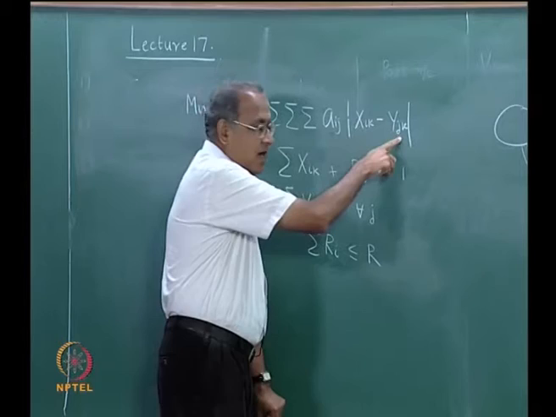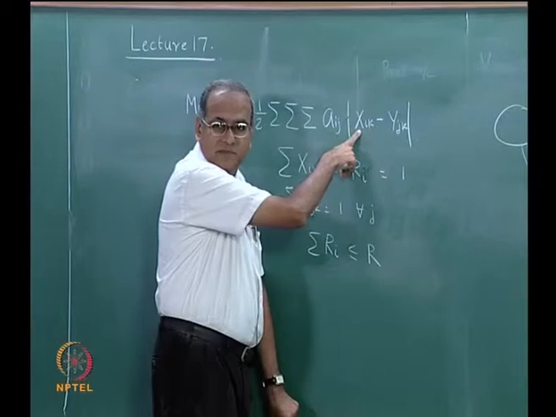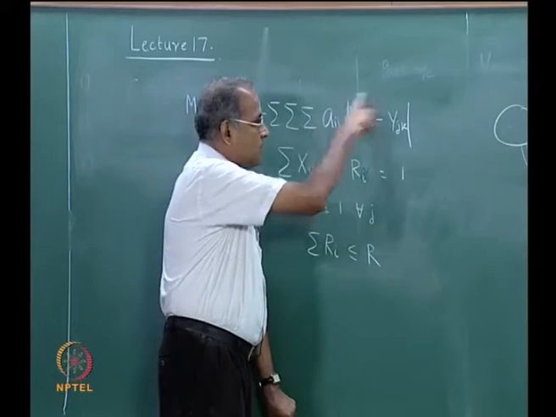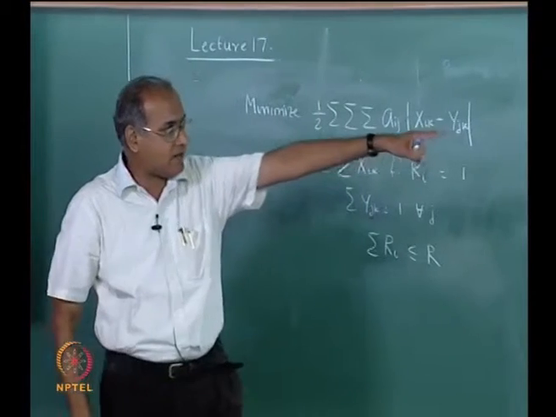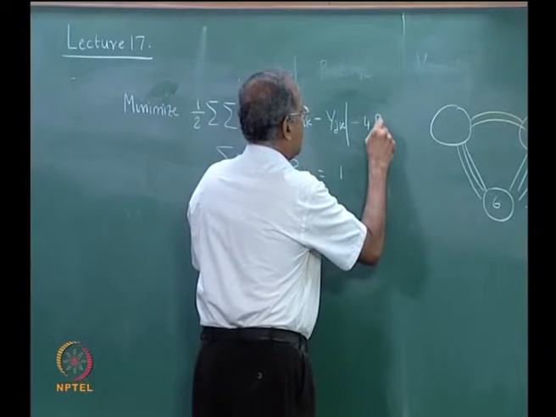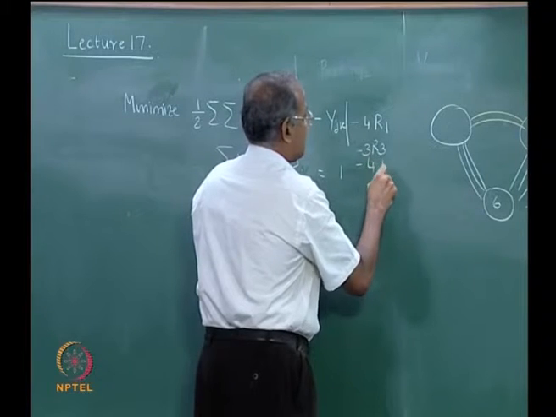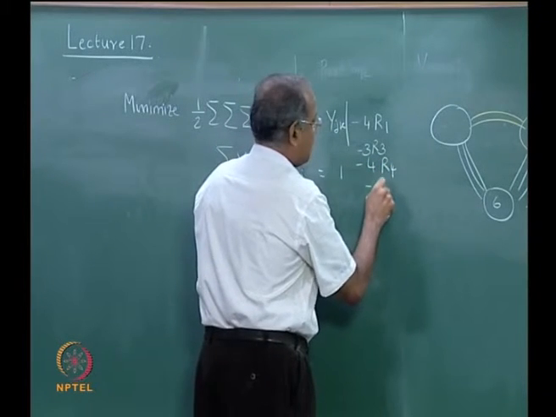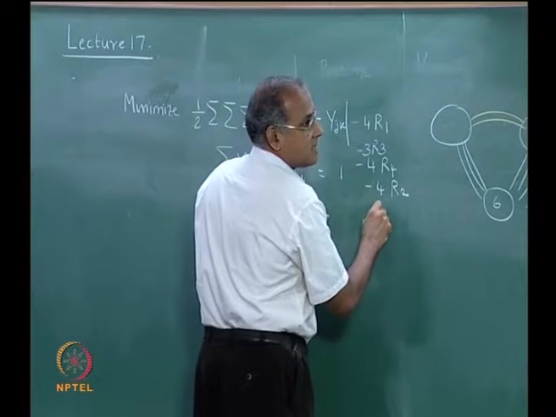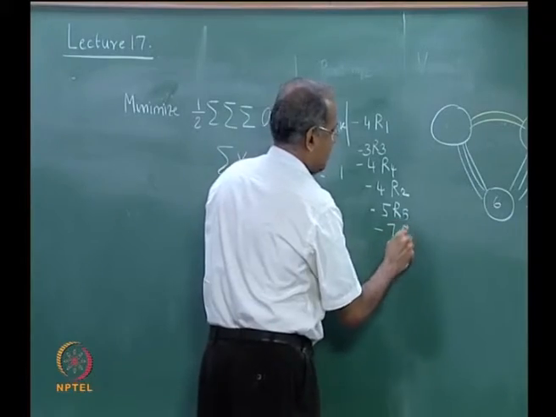Now, the corresponding parts are going to be assigned to cells. This is going to be 0. Therefore, this is going to overestimate it, or it is still going to add those 7 inside. So, we should now do like we did earlier. So, we will do minus 4 R1, minus 3 R3, minus 4 R4, minus 4 R2, minus 5 R5, minus 7 R6.